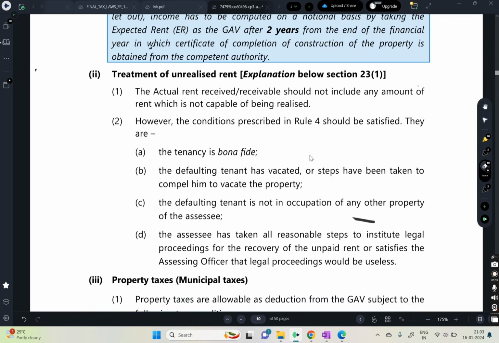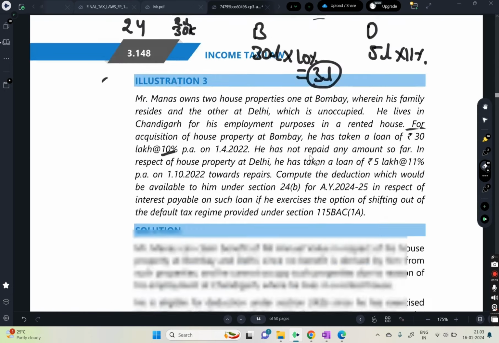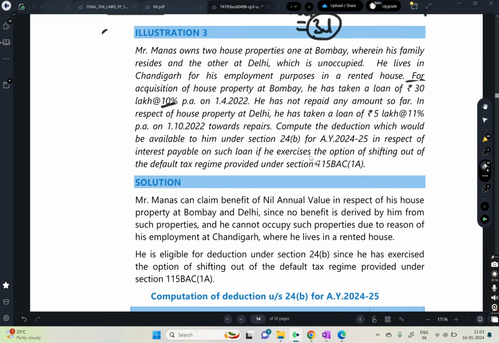Now come to our question. This is unrealized rent. We will discuss a little bit about that in 25A also. There we will discuss.